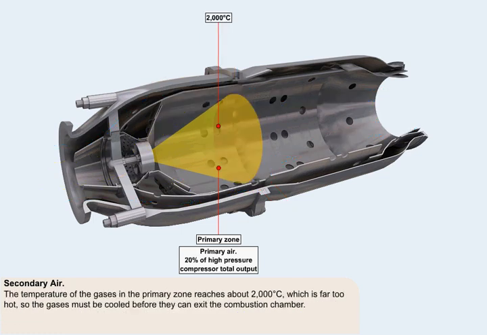The temperature of the gases at the center of the primary zone reaches about 2000 degrees Celsius. This is far too hot for the materials of the nozzle guide vanes and turbine blades, so a further drop in temperature is required before the gases can be allowed to exit the combustion chamber.